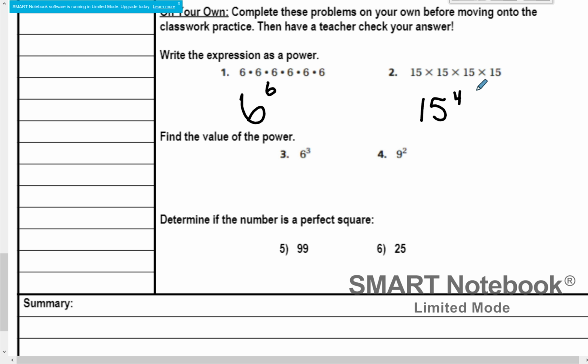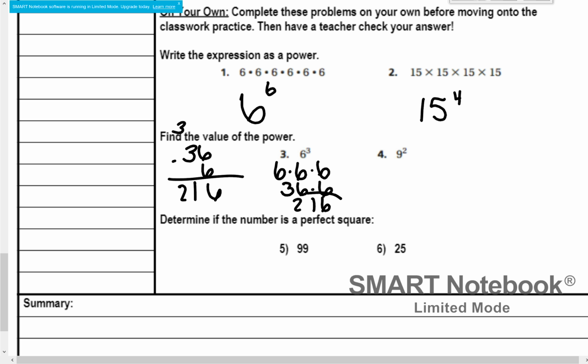The next set of problems, you're finding the value of the power, so we were evaluating it. We were taking 6 times 6 times 6. Well, I know 6 times 6 is 36, but I don't know what 36 times 6 is. So I'm going to pull it over to the side and show my work. Again, I have 6 times 6. Well, that's 36. Drop my 6, carry my 3. 3 times 6 is 18, 19, 20, 21. So 6 to the third power equals 216.